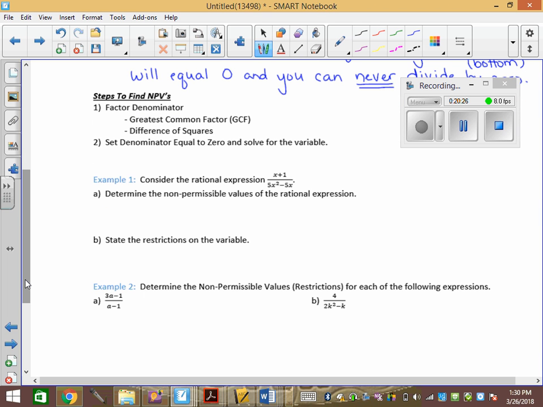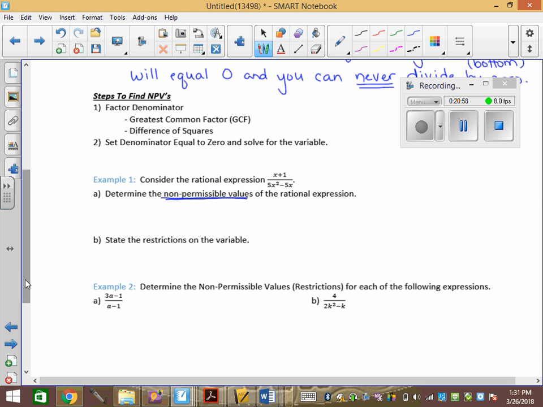Something new. Here, we need to determine the non-permissible values. What does non-permissible values stand for? Values that are not permissible. Ones that you cannot use. Once again, very good use of words here, like difference of squares. Non-permissible values. Values that are not permissible. Awesome. These are good terms.